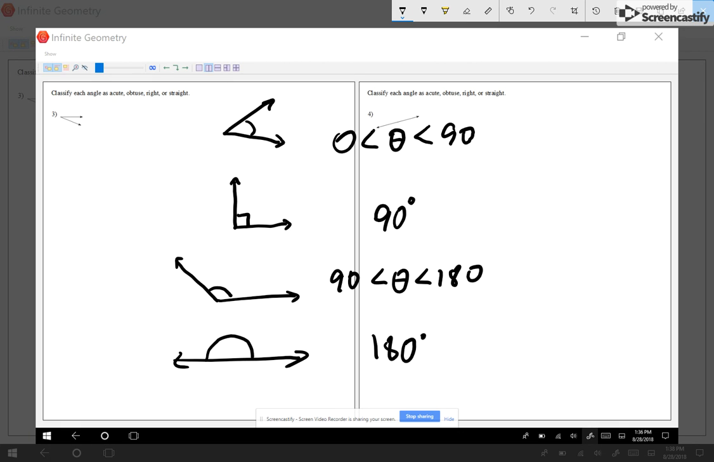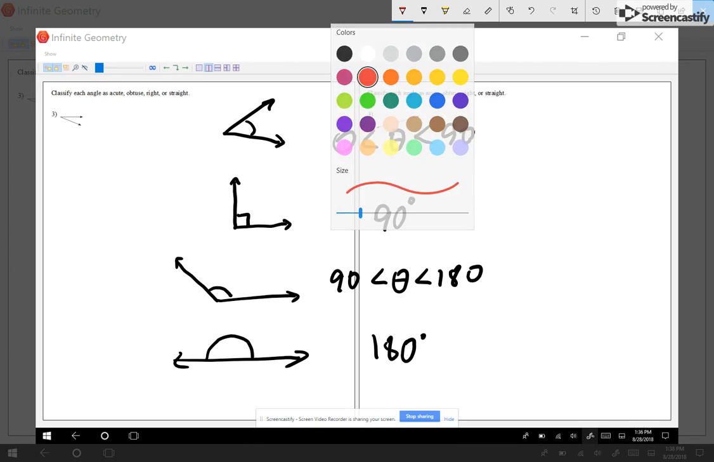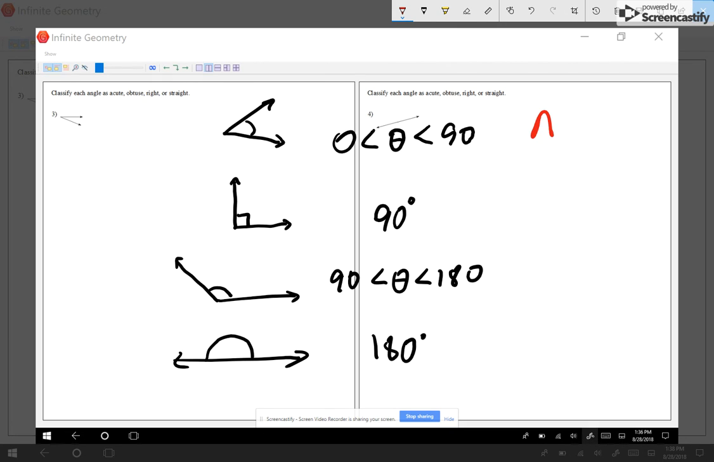Now those four, they have a name. All of them have a name. The small one, the one that is less than 90, we're gonna call that acute. So that's gonna be an acute angle.